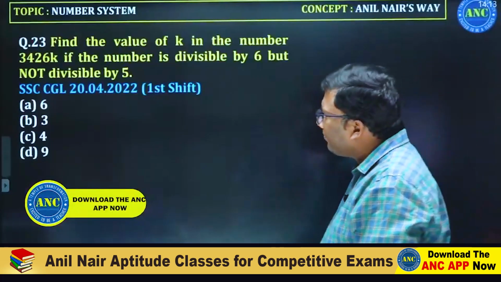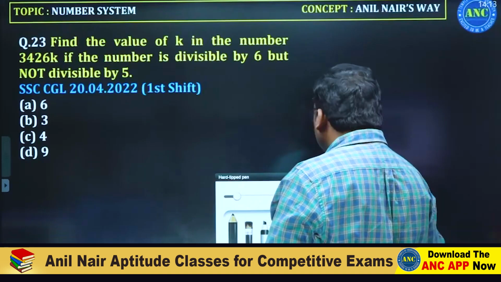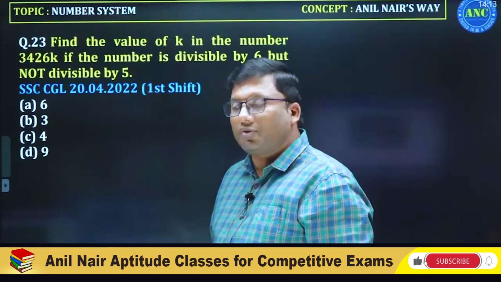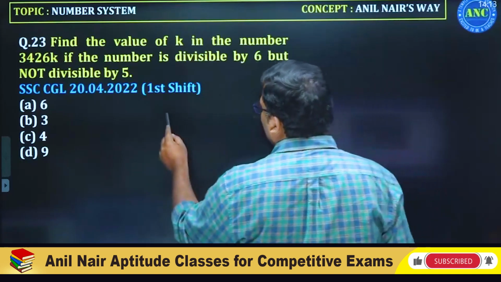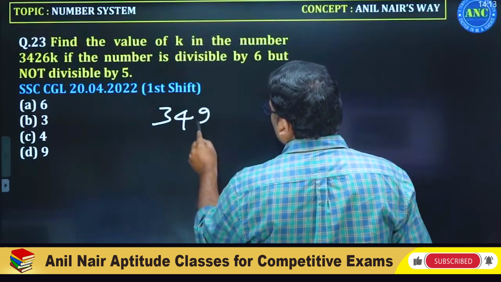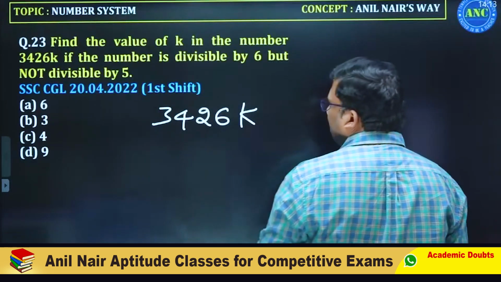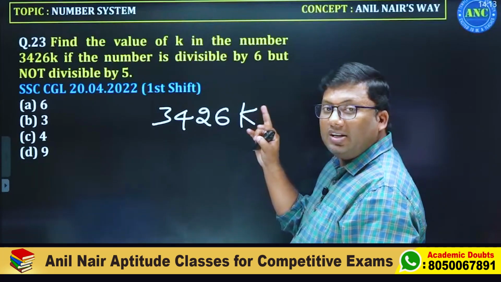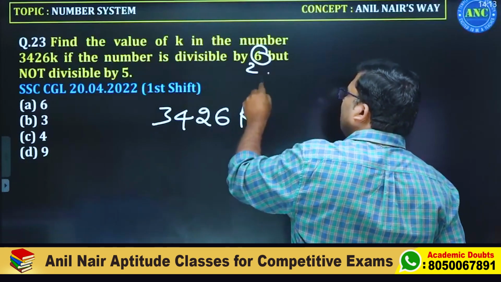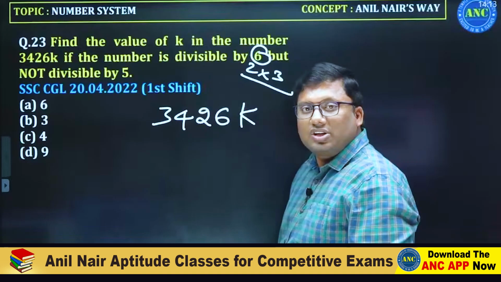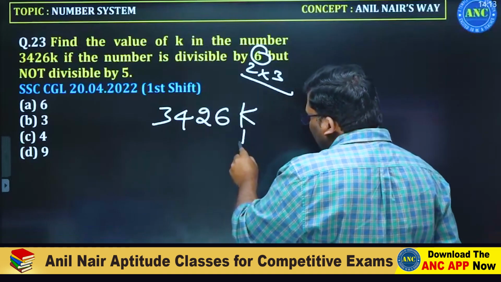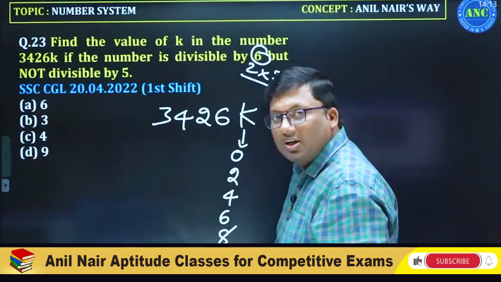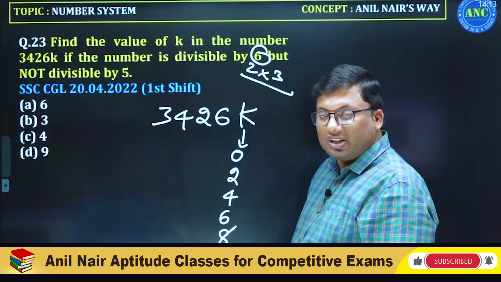Now see here, sir. Almost all the questions, if you see the previous year pattern, divisibility rule, a lot of questions are given. Find the value of k in the number 3426k. If the number is divisible by 6, 6 means it is divisible by 2 and 3. If it is divisible by 2, k can be 0, 2, 4, 6 or 8.